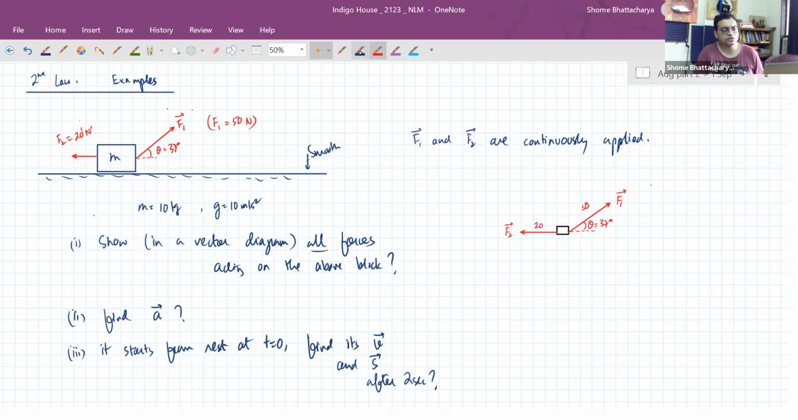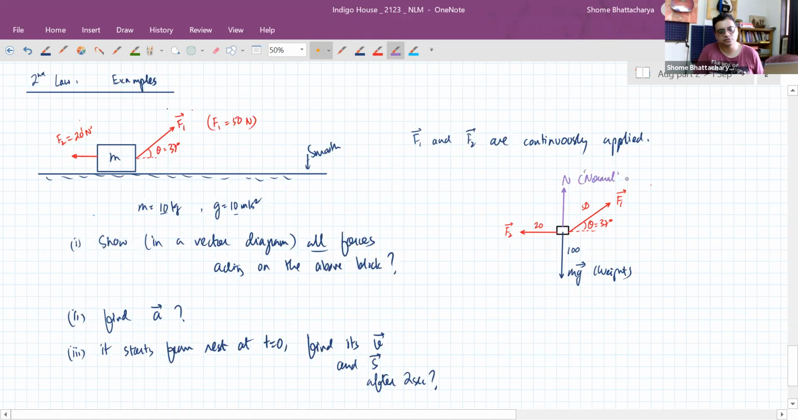But apart from this, there are two other forces which are acting on the body. One is the gravitational force with which the earth is pulling it. So that is the weight. And that will have a magnitude of mg. So m is given to us as 10 and g is 10. So this is 100 newtons. Okay. And then the ground will be pushing it up. Force, which is called the normal reaction force. So we'll be discussing in more detail about normal reaction force, but it's the force applied by the ground, by the floor.